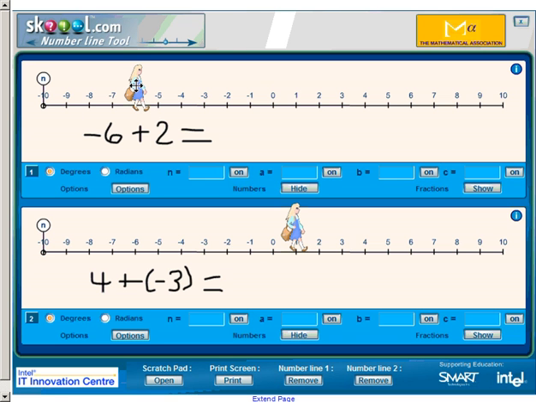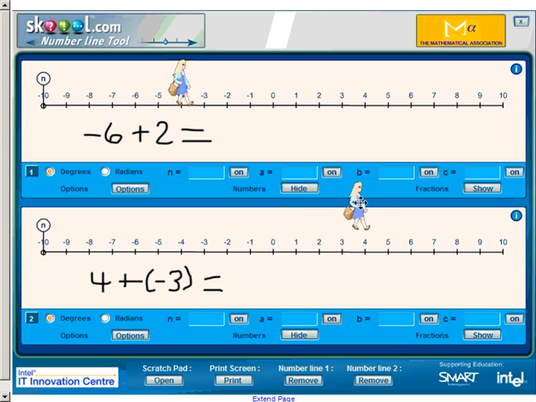So she started at negative 6. She's going to walk forwards 1, 2, because this is a positive 2, and she ends up on negative 4. So a negative 6 plus a positive 2 is a negative 4.